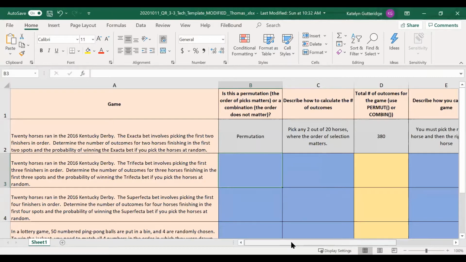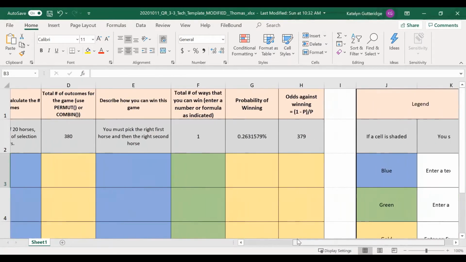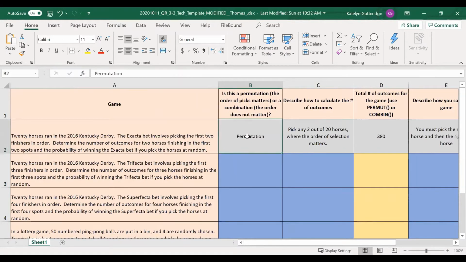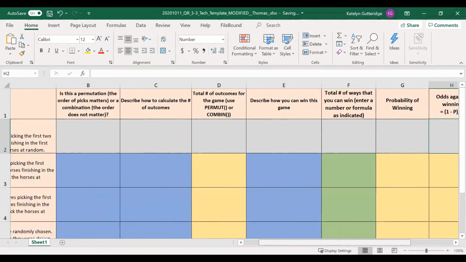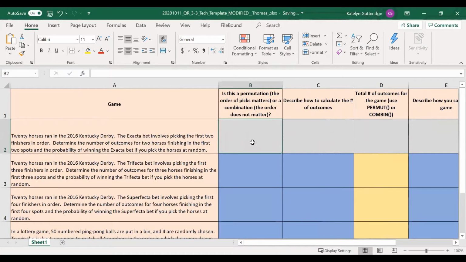So this is our template. I'm going to work through this first example. I'm going to delete these out of here and show you the process of thinking through this. To start with, you have these different situations on the left.